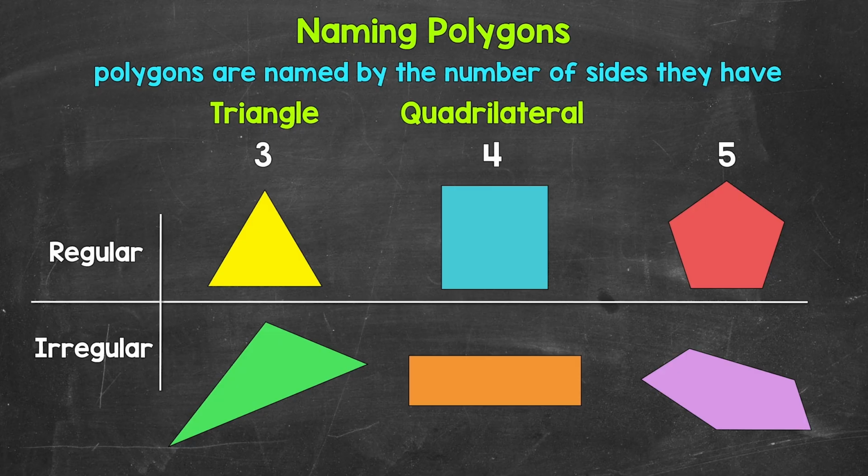Any idea what a five-sided polygon is called? If you thought pentagon, you are correct. And there is a regular and irregular pentagon there. Let's move on to 6 sides through 8 sides.